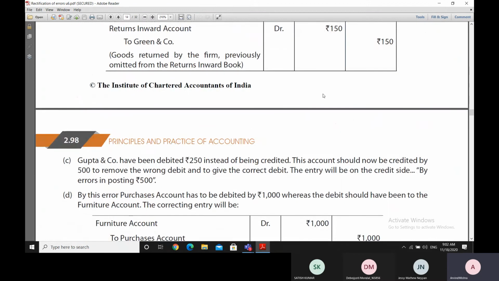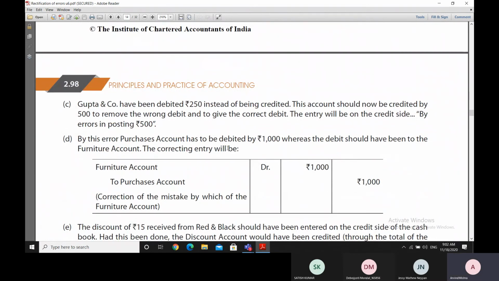So therefore, we debit the furniture account and we credit the purchase account, because the amount has been wrongly entered in the purchase account on the debit side, and now we put this amount in the credit side of the purchase account, and thereby we are cancelling that wrong entry in the purchase account. Simultaneously, we are debiting the furniture account also.